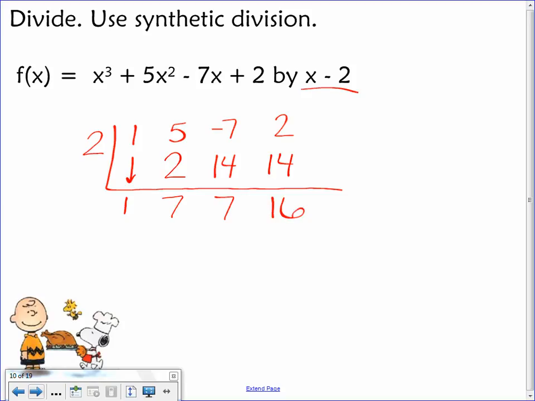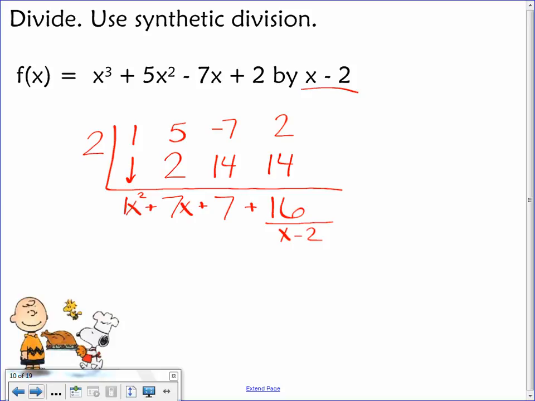We are almost done. All right? So we're adding and multiplying. This started as x cubed. If I'm dividing out an x, I'm down to an x squared. So this is x squared plus, this will be my x, plus, this is my constant, this is my remainder. I am done.